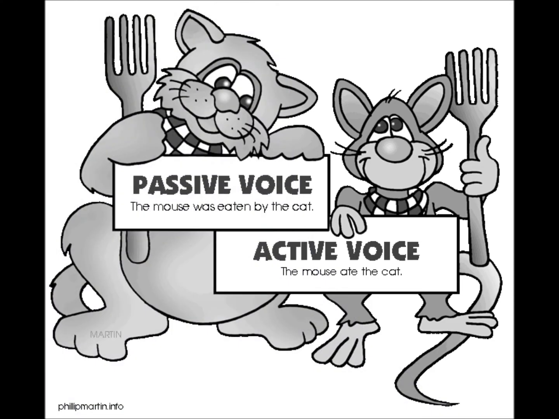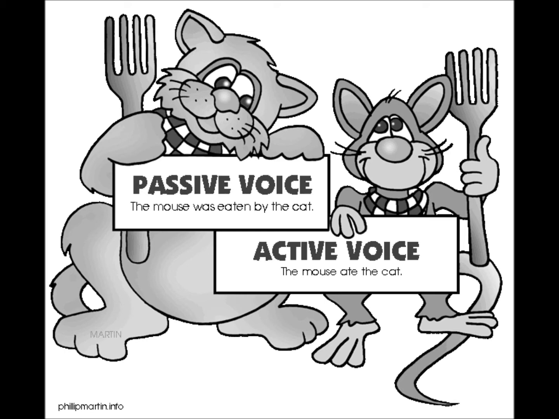Present progressive. Active: Rita is writing a letter. Past progressive: Rita was writing a letter. Past perfect: Rita had written a letter. Future: Rita will be writing a letter. Conditional 1: Rita will write a letter. Conditional 2: Rita would have written a letter.